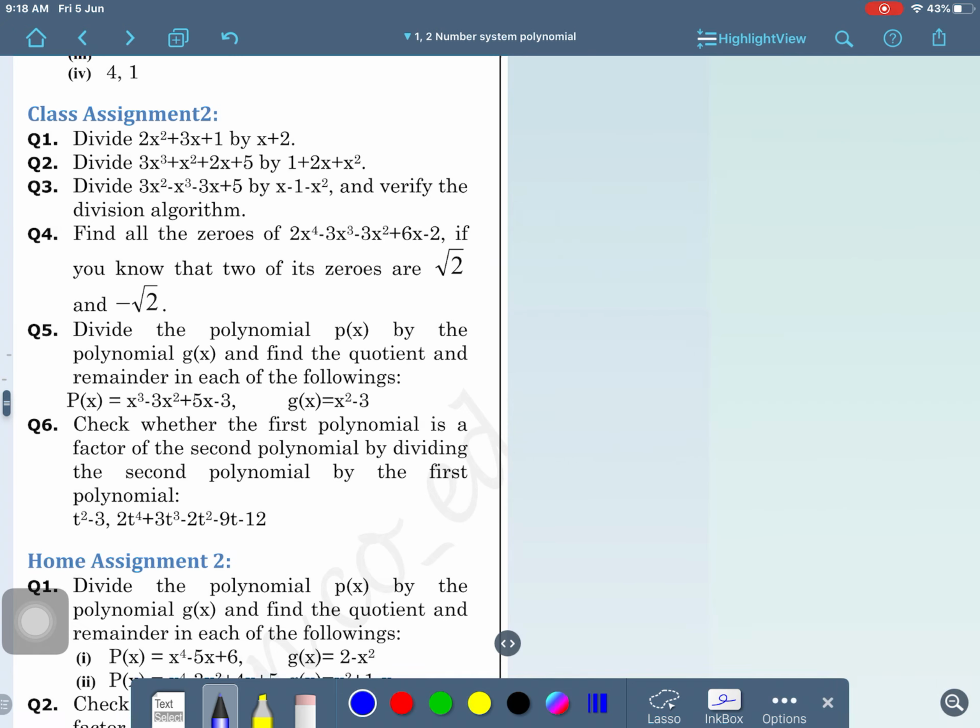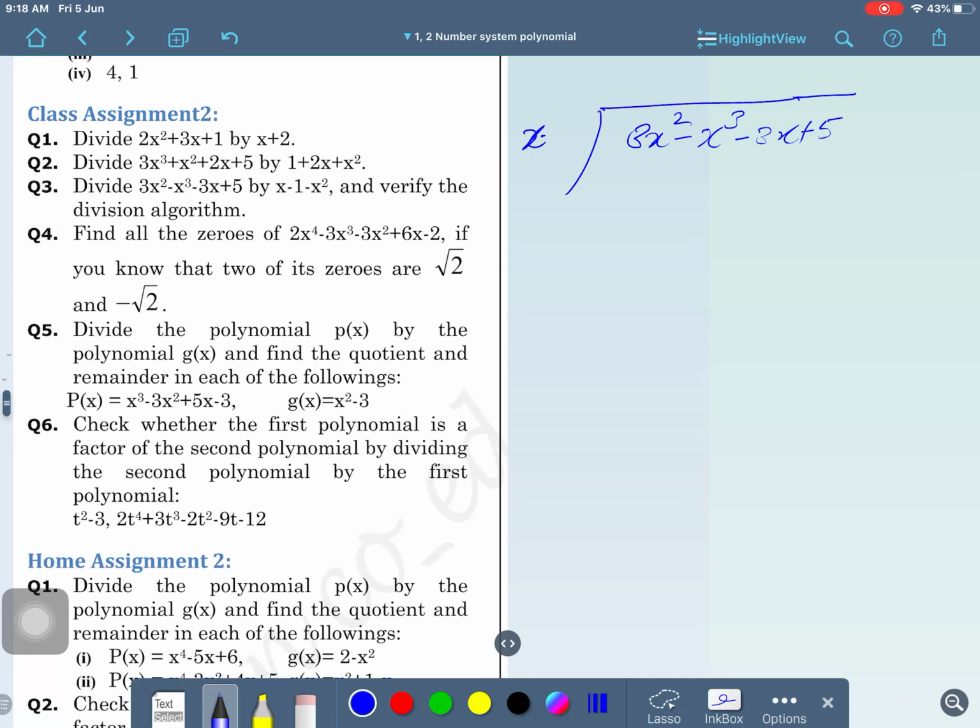Divide this and verify the division algorithm. We have to divide it. What is the process of this? The division algorithm is also to be verified here. The dividend is 3x square, minus x cube, minus 3x, and plus 5. Clear? And what is the next one saying here?